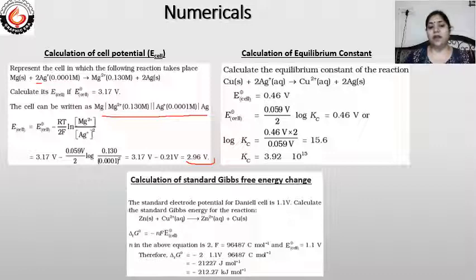n is the number of electrons transferred, and F is the Faraday constant. So here Zn will be converted into Zn2 plus and copper 2 plus is converted into Cu, so 2 electrons are transferred during the process, and by putting these values we can calculate the delta G naught for the reaction. So these are the 3 examples. The first one is calculation of cell potential, second calculation of equilibrium constant, and third calculation of standard Gibbs free energy.